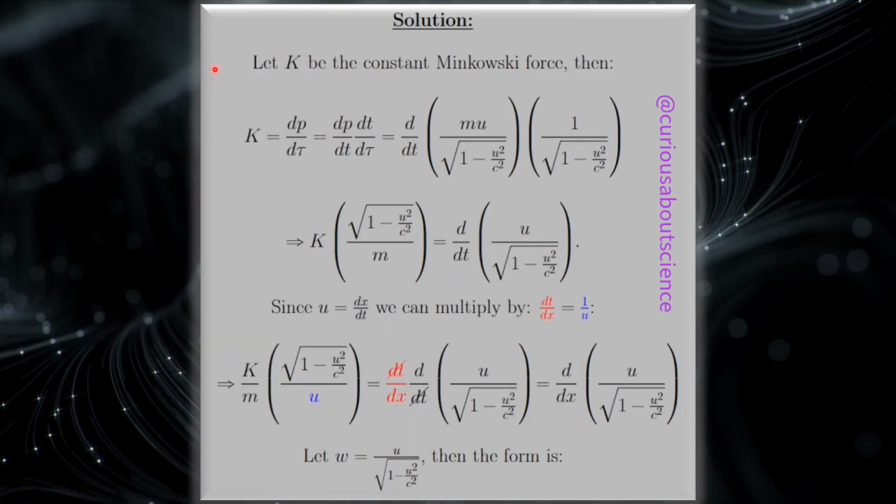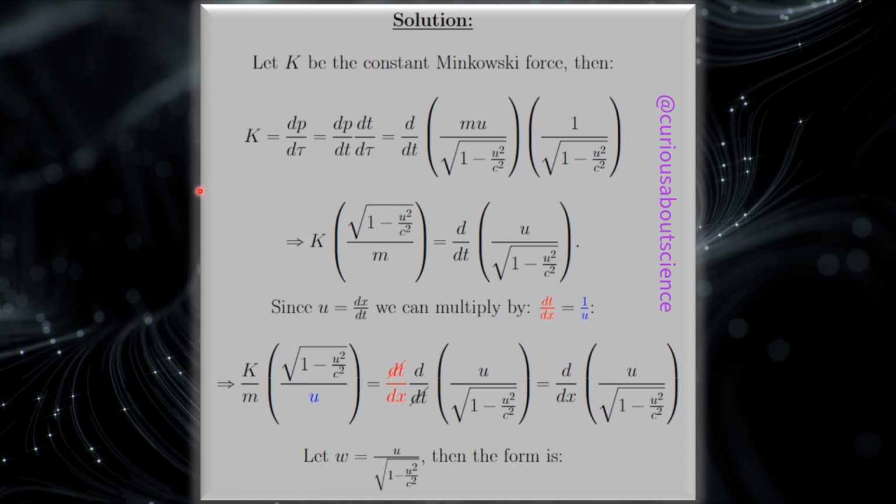This being said, we had to review what the Minkowski force was. So let K be the constant Minkowski force. Then we say that K is equal to dp/dτ. Via chain rule that gives us dp/dt times dt/dτ. And so we see that we have d/dt of the momentum, the ordinary velocity, times dt/dτ, which gives us the gamma factor that we need for the relativistic case.